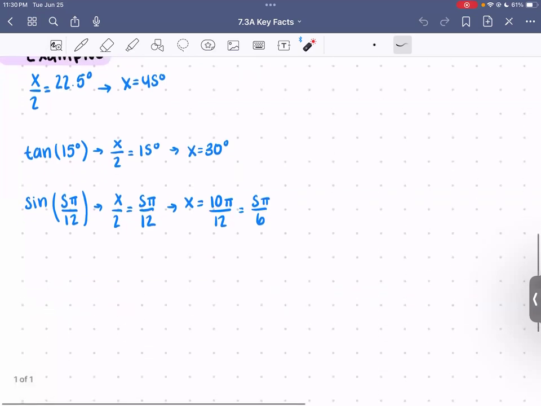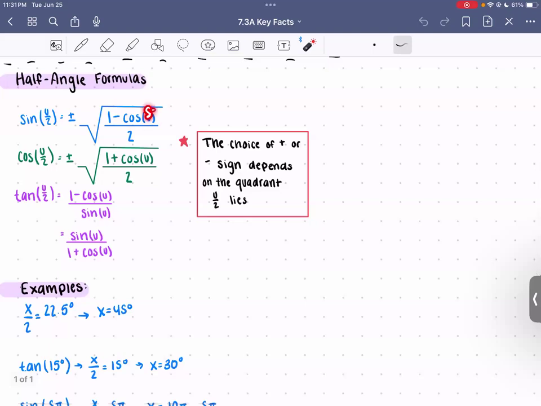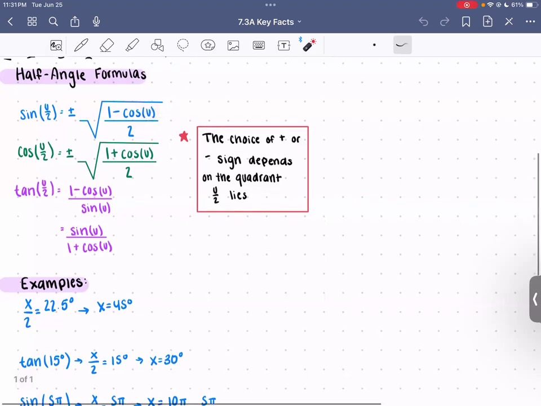Same thing, let's say they give you sine 5 pi over 12, use half angle formulas. Then, same thing, just in radian mode. So you still take your 2 and multiply it to the other side. And so that would get you 10 pi over 12, which simplifies to 5 pi over 6. So then 5 pi over 6 is what you would put in here. And so then you would solve for 1 minus cosine of 5 pi over 6, and so on and so forth from there.